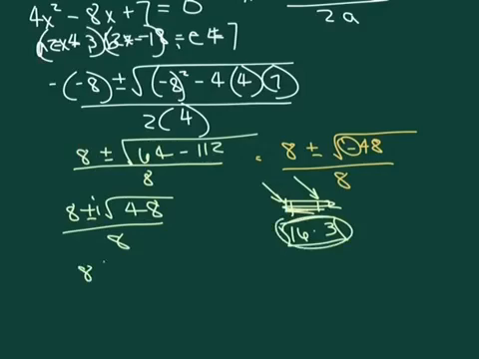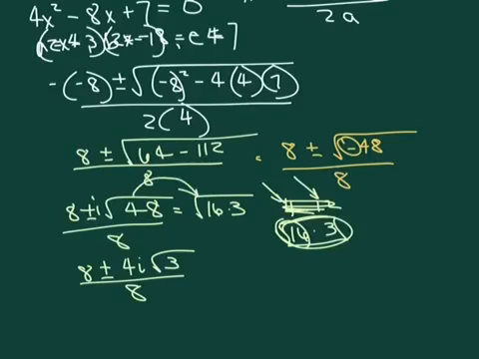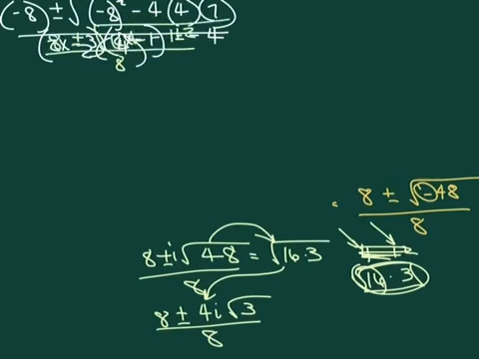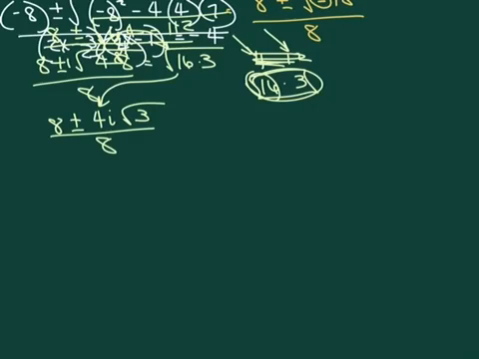So I get 8 plus or minus the square root of 16 is 4 with the 3 left over in there, all over 8. So see what I did? I changed this to the square root of 16 times 3, and then I took the square root of 16, and that's how the 4 came out and the 3 stayed in there. Okay, so sometimes I do a lot of this in my head, and then you're like, what in the world did he just do? All right, so now I'm at this point here.